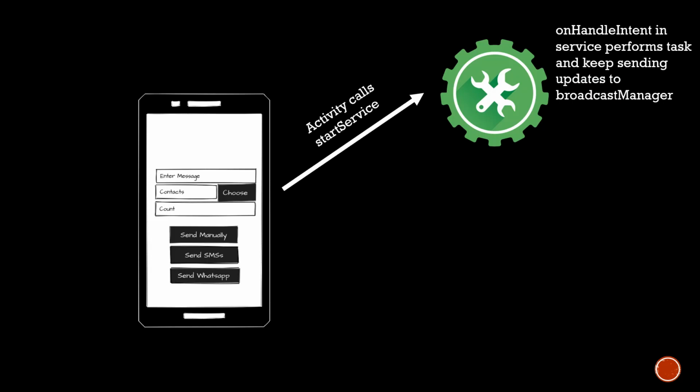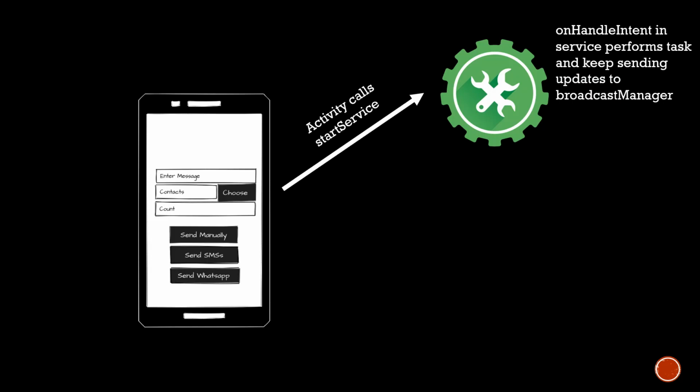But do you know, services can't update the user interface? Like we can't show a toast in the service. So how are we going to tell the user whether a particular task is going or not? We use the broadcast manager.